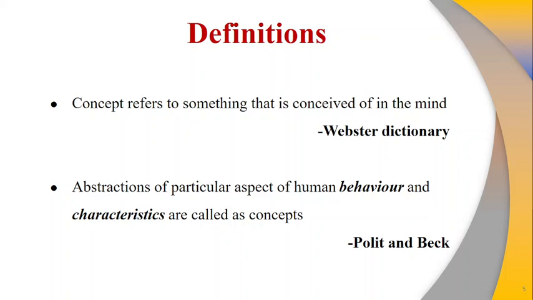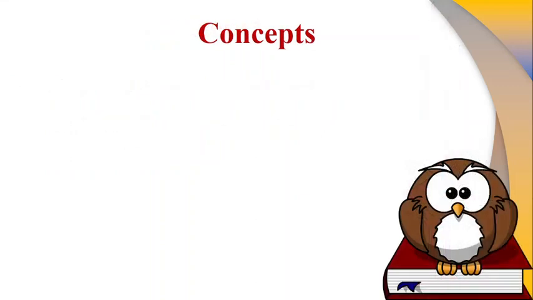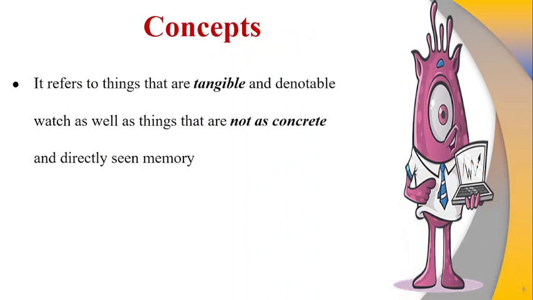According to the famous and most well-known nursing research textbook, Polit and Beck, a concept is an abstraction of a particular aspect of either a behavior or a characteristic. Abstraction refers to the mental image we have in our mind. That word is called a concept. So it refers to all things that are either tangible or intangible. What do we mean by tangible and its opposite? Tangible means what we can observe.